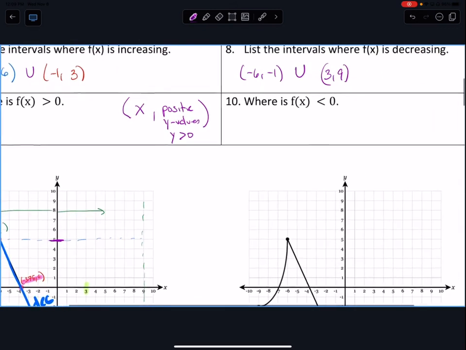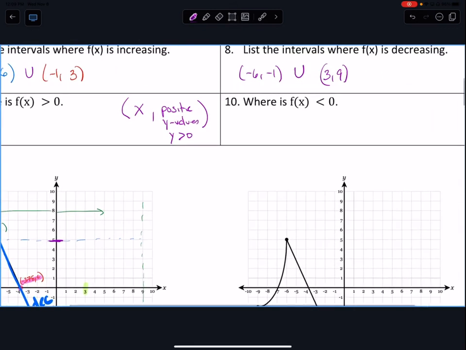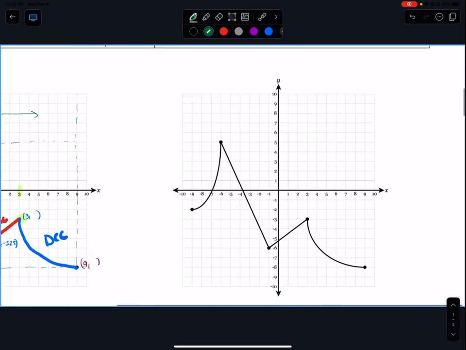And on the other side, where is f of x less than 0? Okay, then again, I have x coordinates, but where are the y values negative? Right? That's all that means. So greater than 0, my y's are greater than 0, means my y values are positive. F of x is less than 0, means my y values are negative. Questions?